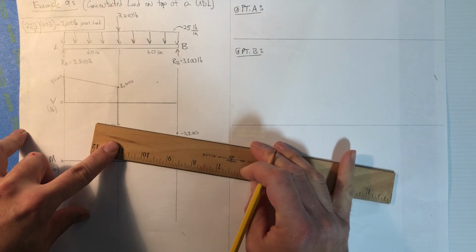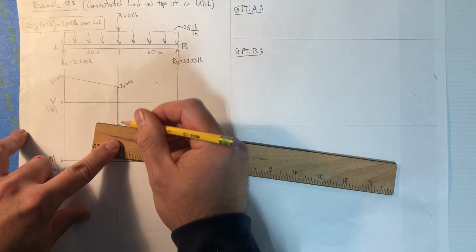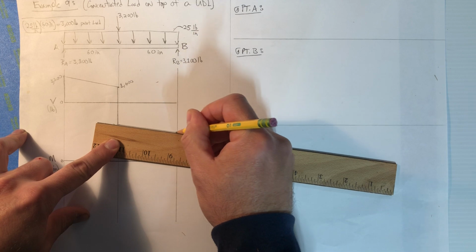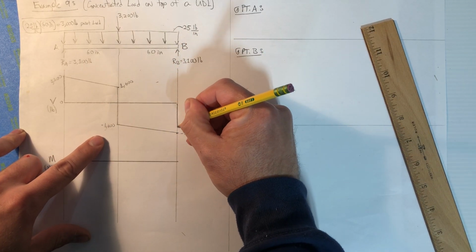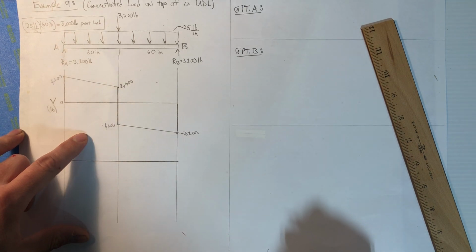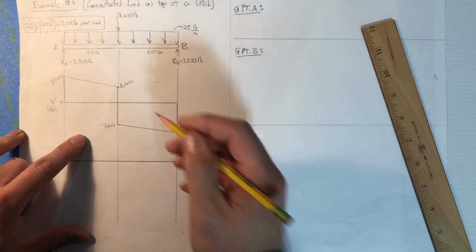So once again, we're linear because that's a zero order. We've got to go down linearly like this. And at negative 3,100, we get the reaction at B, and we close off, right? Okay, pretty easy.